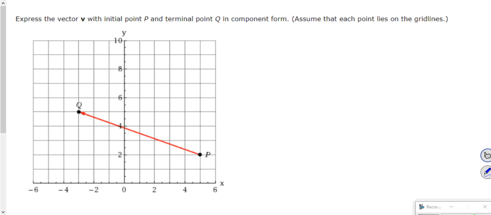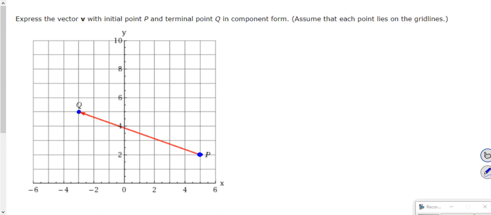Okay, now on a vector, the initial point is obviously the starting position. The terminal point, terminal is like end. That's the end position. So all we have to do is count the boxes that it changed position. So how far to the left and up, or how far to the right and down, or how far to the left and down did it go? That's all you're doing, is talking about the change in position.